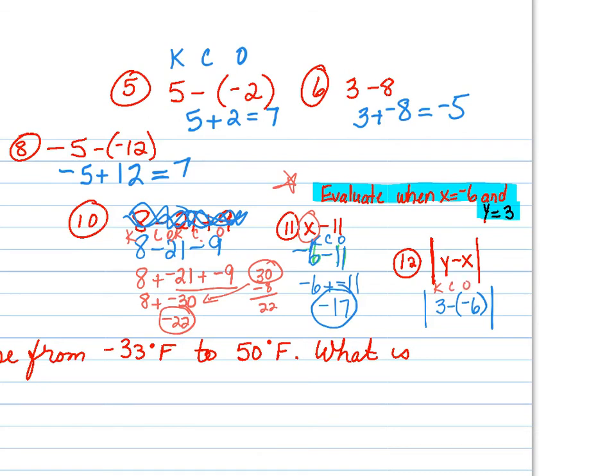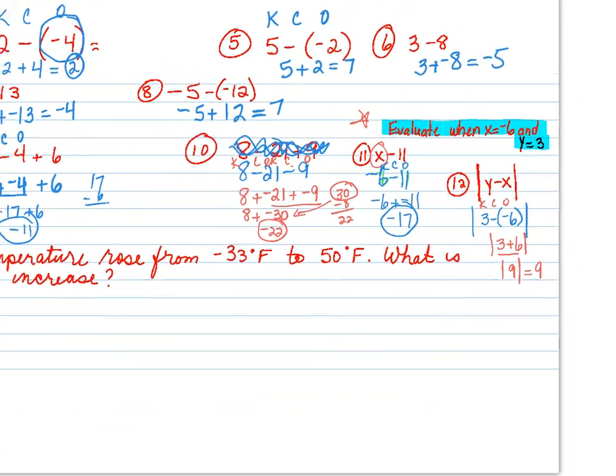We have to work inside the bars. Do you see how the problem is inside the absolute value bars? We got to figure that out first. So keep the bars. We're going to do 3, change subtraction to addition. Opposite of negative 6 is? 6. So finish out what's inside. What's 3 plus 6? 9. So it is saying the absolute value of 9, which is equal to? 9. Yep. Do you have to show that work? Yep. Okay, now one last problem here.